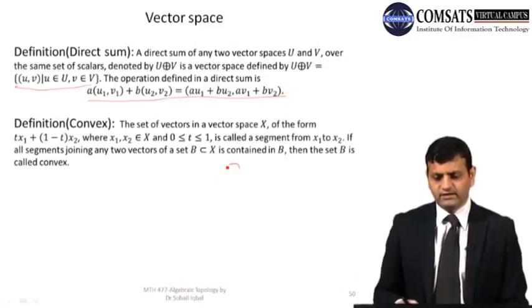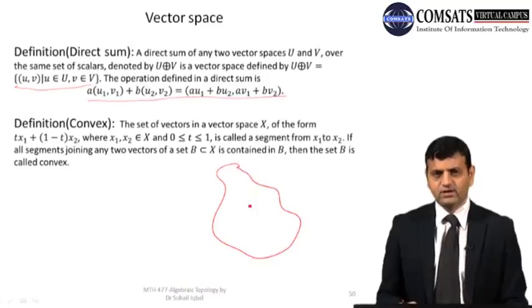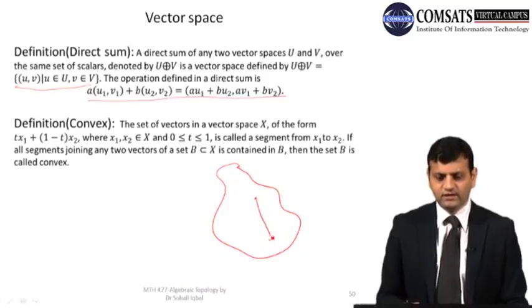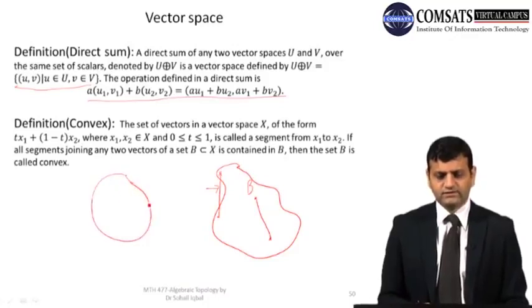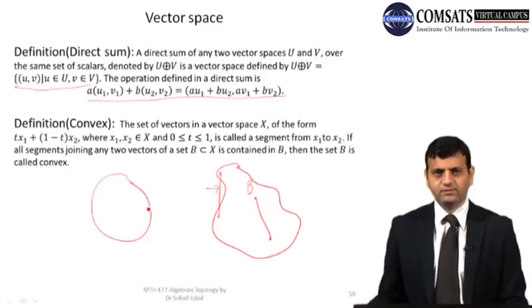For example, if I take this set, then this is not a convex set, because if I take this point and the line segment joining them, of course this is contained in the set. But if I take this element and this element, then the line segment joining them is not contained in the set B, because this part is outside B. But if I take a circle, then the circle is of course a convex set. Similarly, there are many other examples of convex sets.